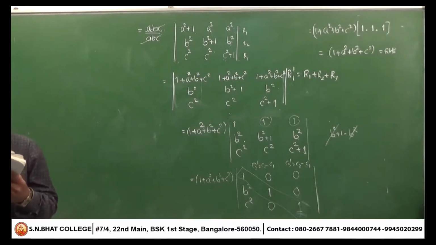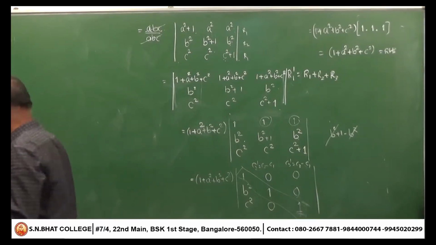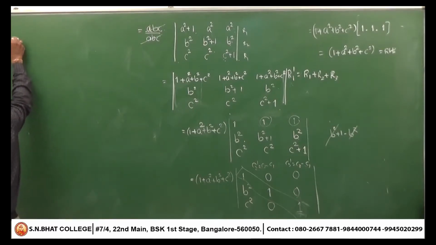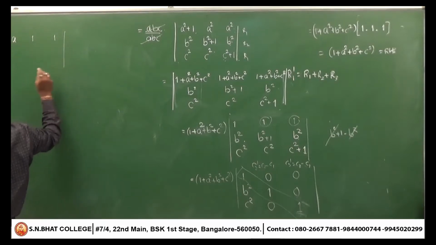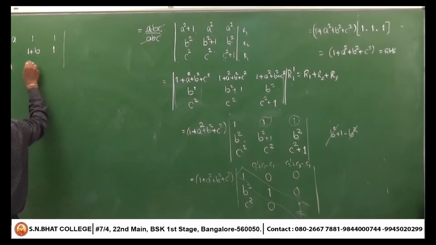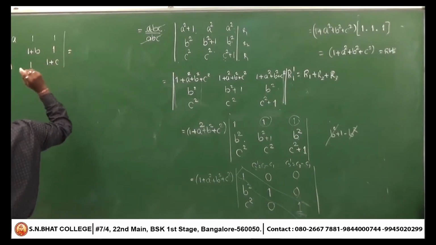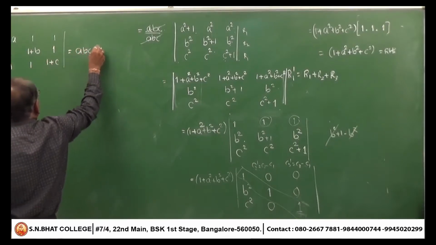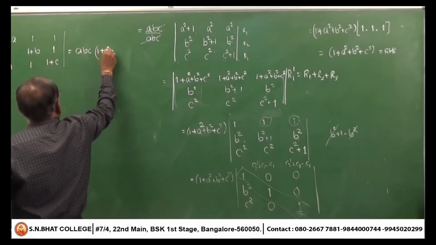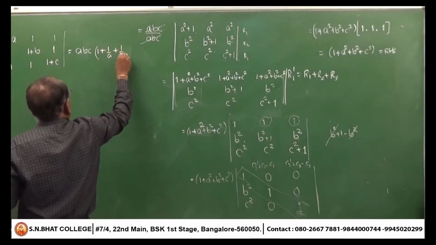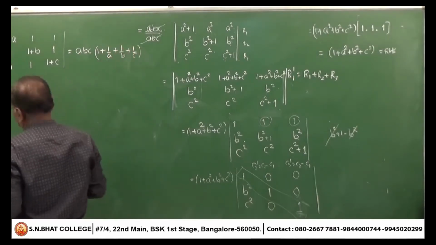Next problem, prove that the determinant of 1 plus A, 1, 1, 1, 1 plus B, 1, 1, 1, 1 plus C is equal to ABC into 1 plus 1 by A plus 1 by B plus 1 by C.